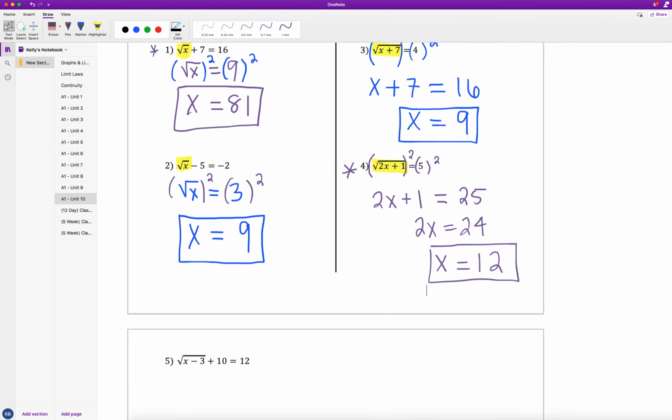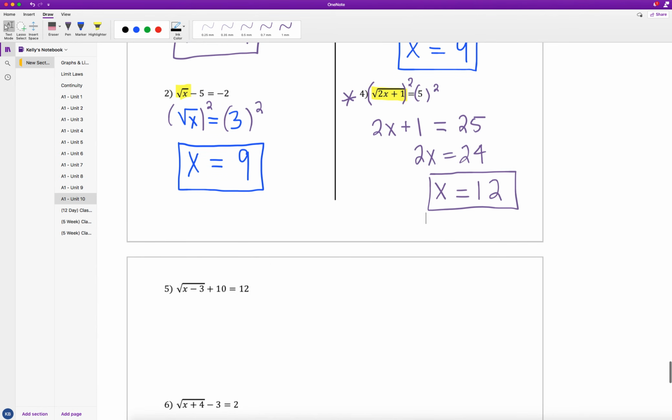Let's look at some more examples. So in example 5 here, it says the square root of x minus 3 plus 10 equals 12. What do you guys think? In example 5, is the radical already isolated? So in example 5, our radical is not isolated because the plus 10 is also added to that side. So to isolate the square root, I'm going to subtract 10 over, and we get the square root of x minus 3 equals positive 2.